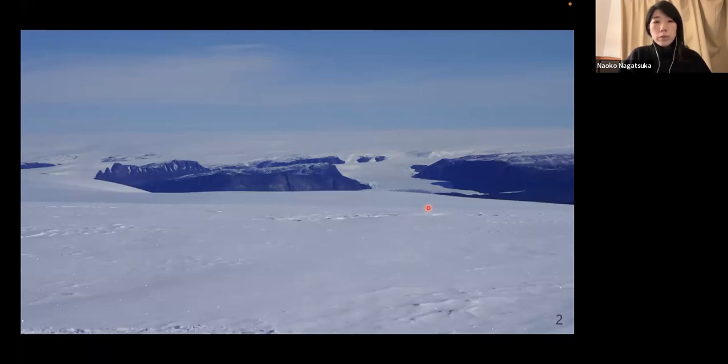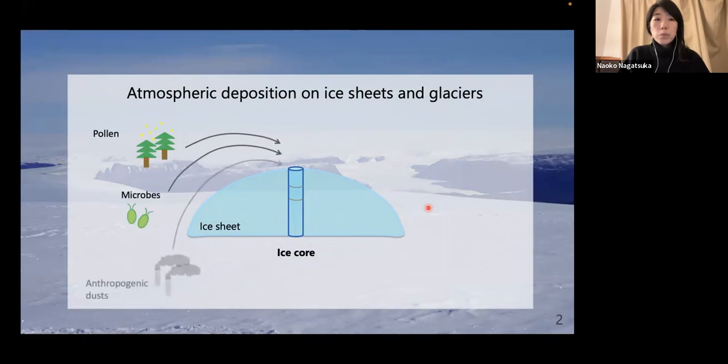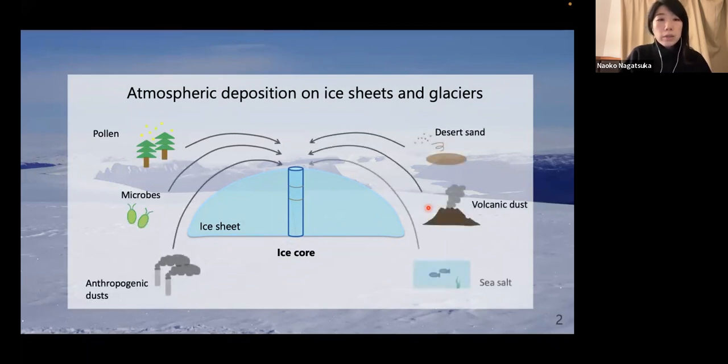So this picture shows the Qaanaaq Glacier in northwestern Greenland. As you can see, the ice surface looks very green, but actually it contains various depositions transported from the atmosphere. For example, pollen, microbes, atmospheric dust, desert sand, volcanic dust, and sea salt. These deposits have been preserved in ice cores, and we can know the variation in seasonal, annual, and even geologic timescale.